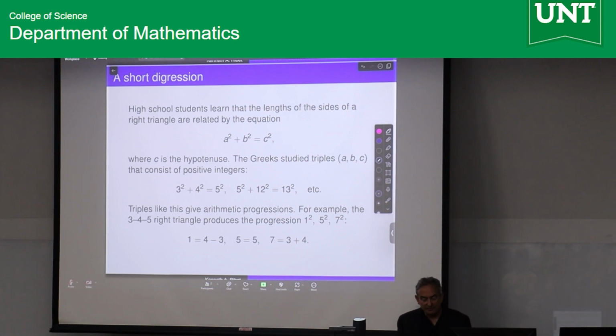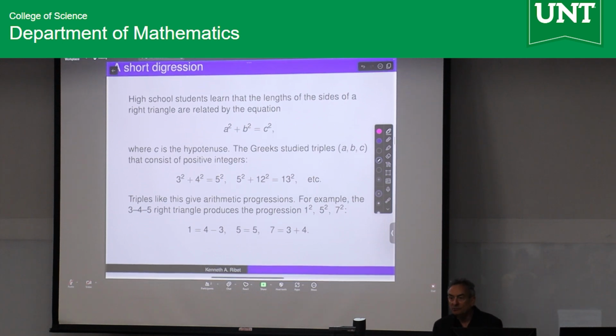So I think I wrote at the very beginning in one of the slides that the Greeks were very interested in a squared plus b squared equals c squared. I said 3 squared plus 4 squared equals 5 squared. And they knew how to generate all the solutions to that equation by some algebraic formula. And if you take these examples and you manipulate them in the right way, you will get some of the examples that we've already seen.